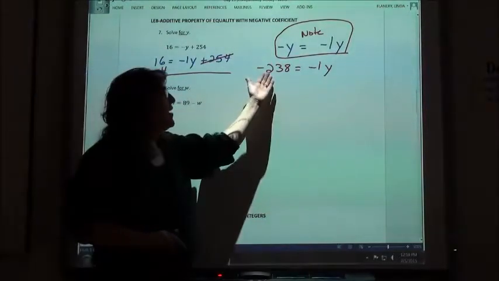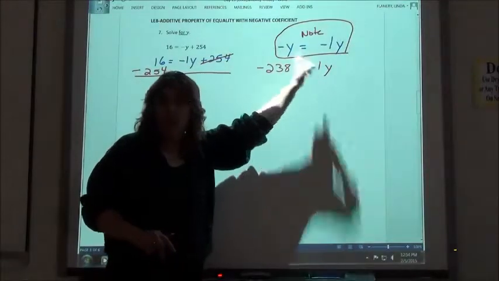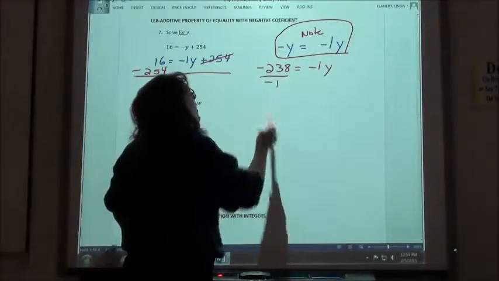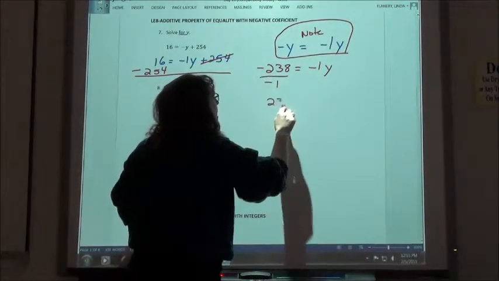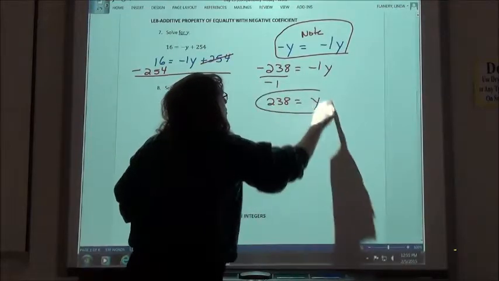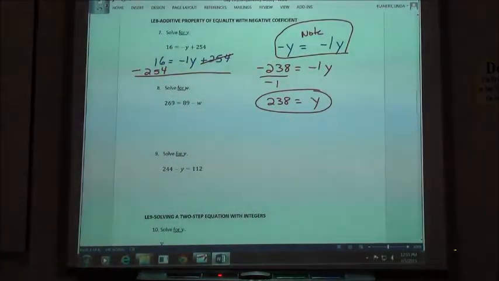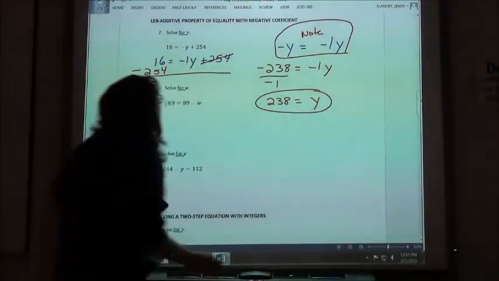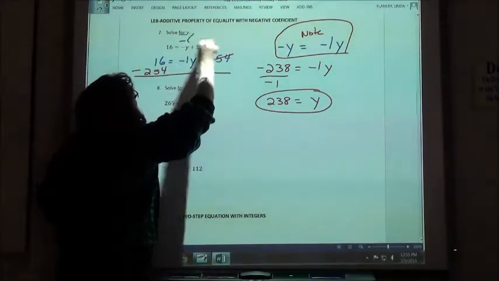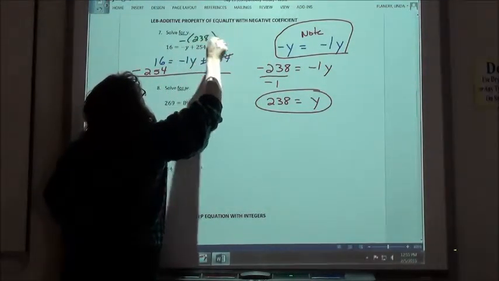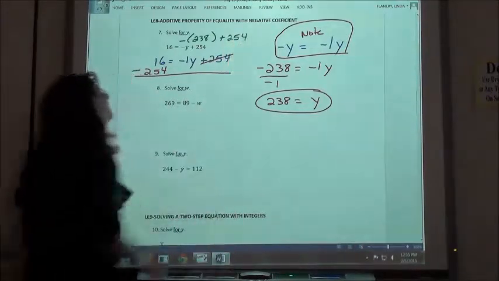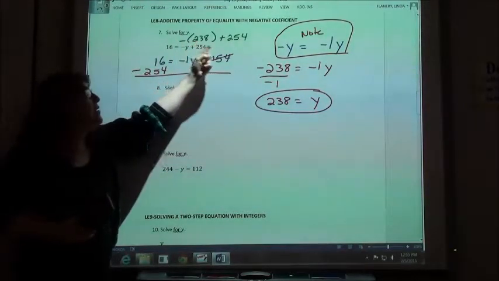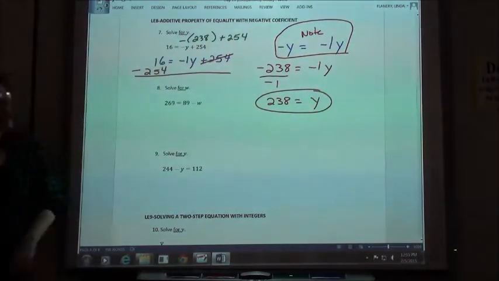So, if I have negative 238 equals negative 1y, how do I get rid of that negative 1? Just divide it. I'm going to divide by negative 1. And then I'm going to say, oh, a negative divided by a negative is going to make that positive 238 to equal my y. So what I'm doing when I check it is I'm saying minus whatever the y value is, 238 plus 254. So since I have minus a positive, that's just negative 238 plus 254. Well, I have to subtract and I get 16 then.